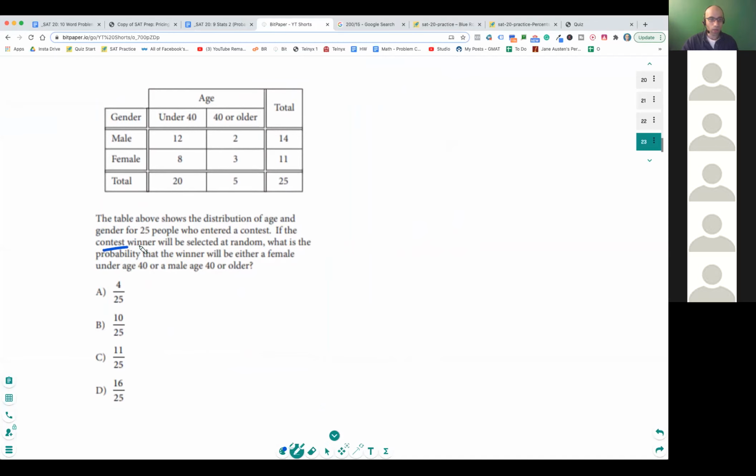If the contest winner will be selected at random, done. Random means this guy. Nothing else is told to you. This is 25. Now, what is the probability that the winner will be either a female under 40 or a male 40 or older? 40 or older means this one.